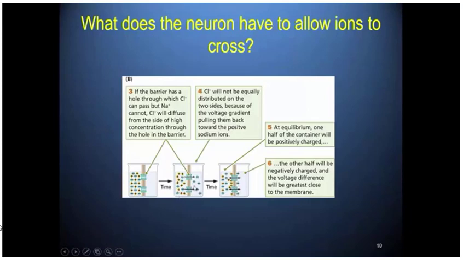Then there's this pull back from the voltage gradient, pulling those chloride ions back over to the other side. What ends up happening is some do go back, and there's still a differential in the charge, because obviously it's going to be more negative over here. So look, see all these positives lined up over here, right? Our nervous system uses the same type of processes to facilitate neurotransmission.